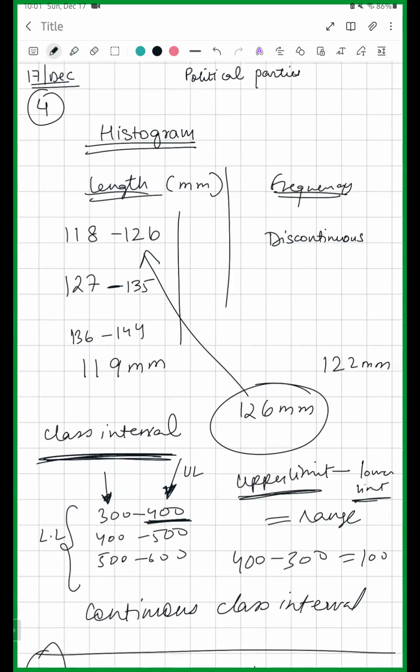For a histogram, we need to make it continuous. So to make it continuous, we have to add and subtract something from the previous one and the next one. Here this was 126, this was 127. We made it 126.5 and subtracted 0.5 here, so this also became 126.5. Now it is continuous. We have to do this to every single class interval. Getting it? Yes.